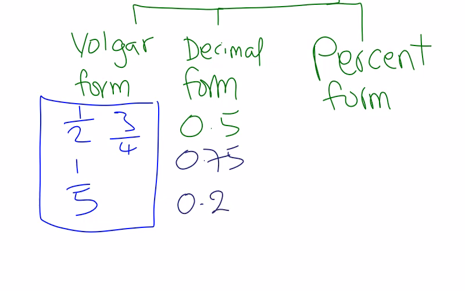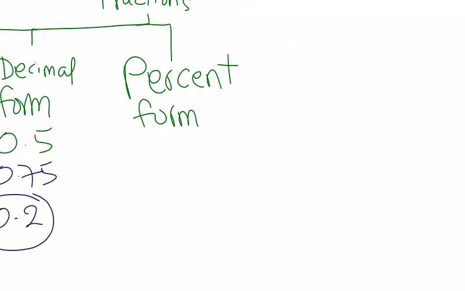So 1 over 5 is equal to 0.2, which means to give you 0.2 of something is the same as to give you 1 over 5 of something. Now we have the vulgar form of a fraction and the decimal form of a fraction. Let's move to the percentage form of a fraction.